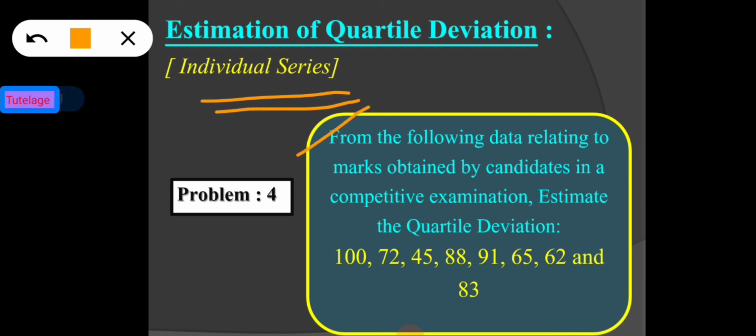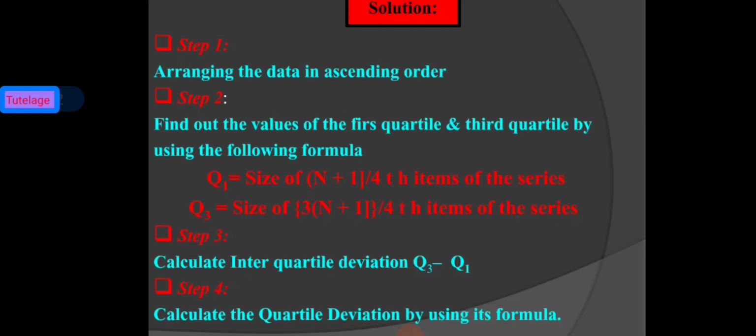The question is: from the following data relating to marks obtained by candidates in a competitive exam, estimate the quartile deviation. The marks obtained by the candidates are 100, 72, 45, 82, 91, 65, 62 and 83. Now I'm going to the solution of this problem. Here is the solution for the particular problem, and we are going to start the calculation process.